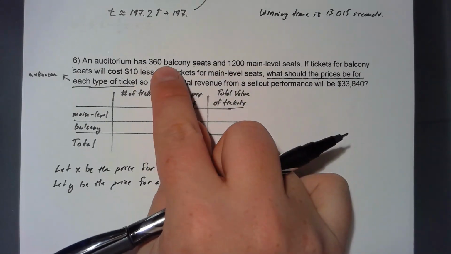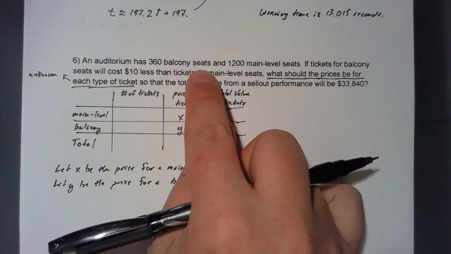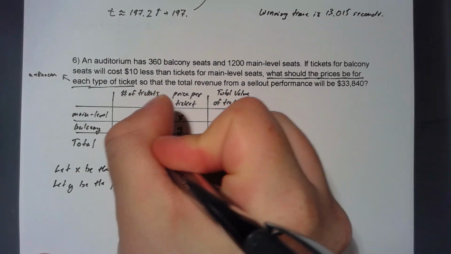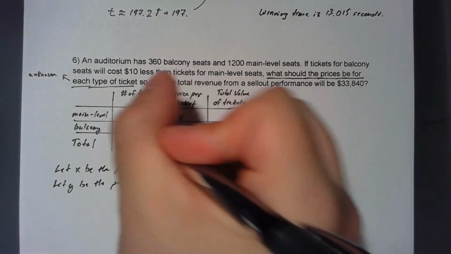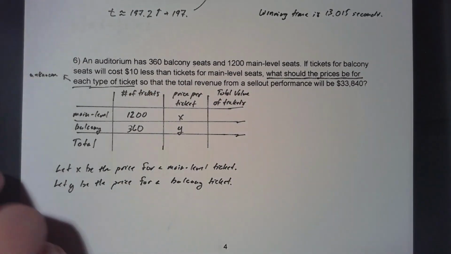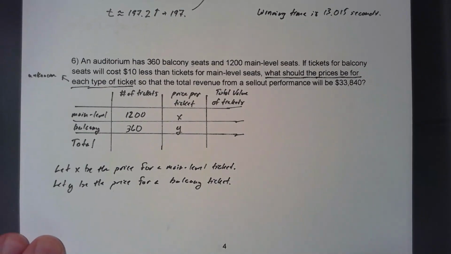The balcony has 360 seats, right? So there's 360 balcony seats, right? And there's 1,200 main level seats, right? Okay. Now remember when we did these problems, this was section 3.4.